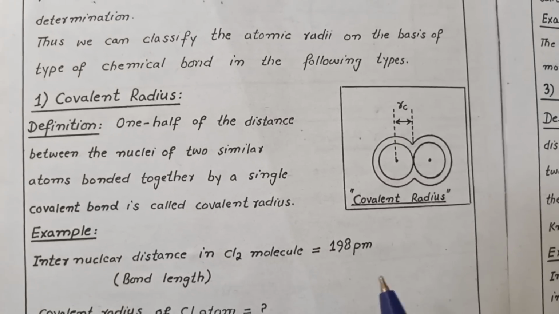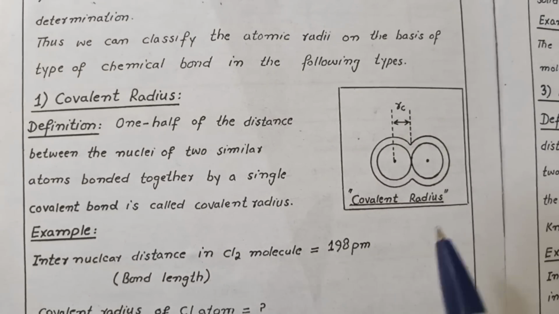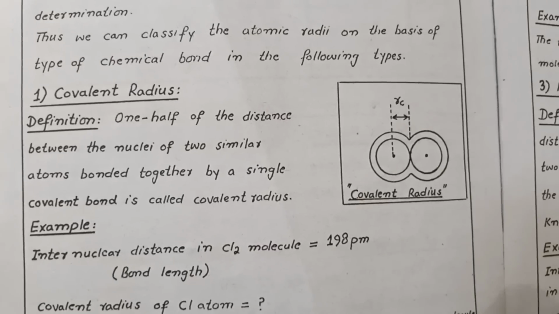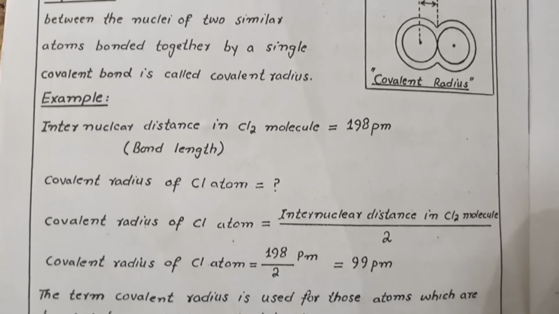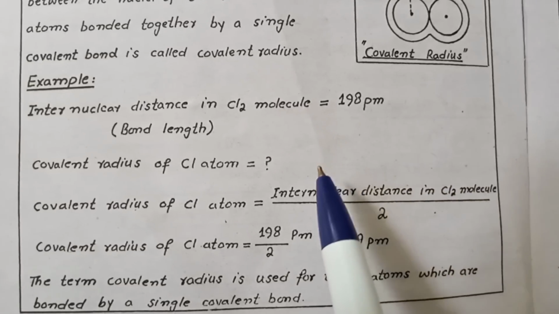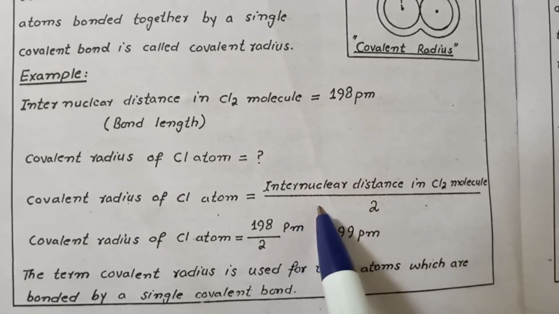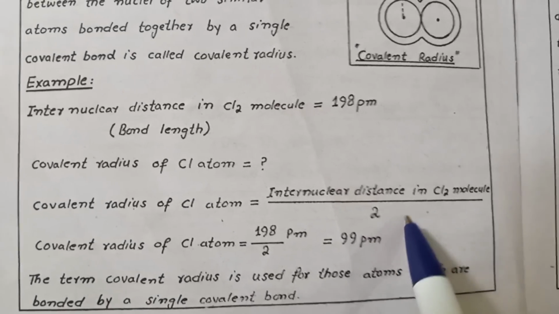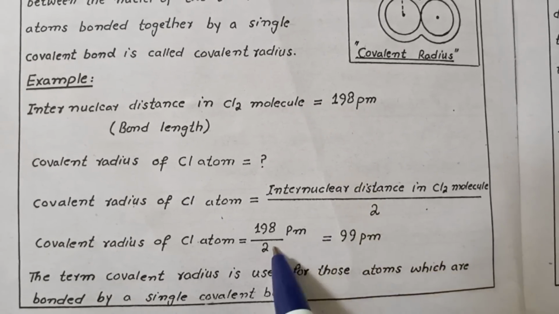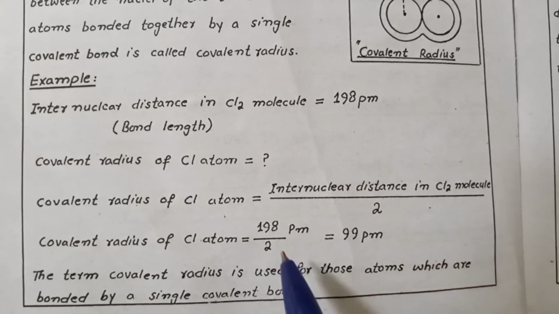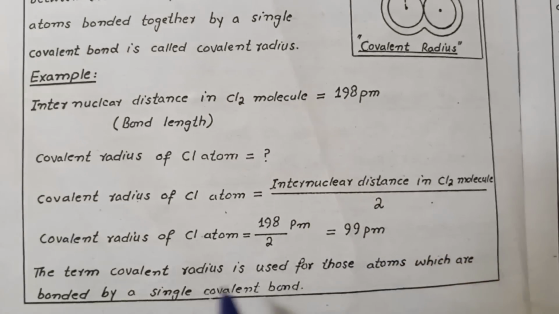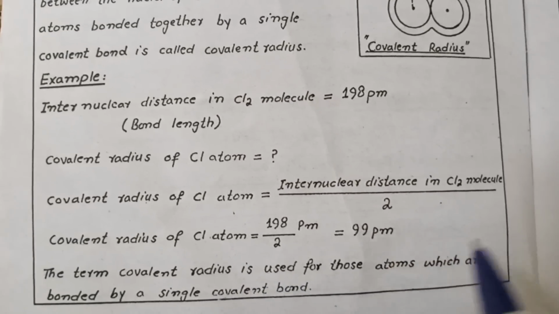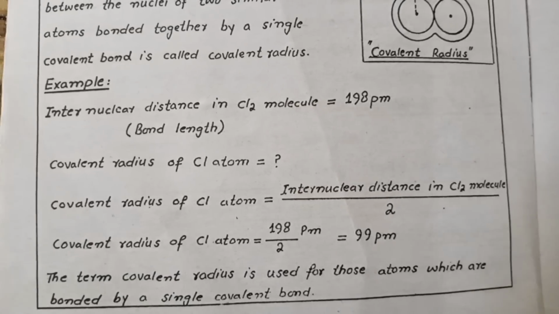Now in an example, you can see that the internuclear distance in the Cl2 molecule is 198 pm. So let's find out the covalent radius. The covalent radius of the Cl atom is equal to the internuclear distance in the Cl2 molecule divided by 2, and by placing the value of 198 pm in this formula we get 99 pm. So the term covalent radius is used for those atoms which are bonded by a single covalent bond.